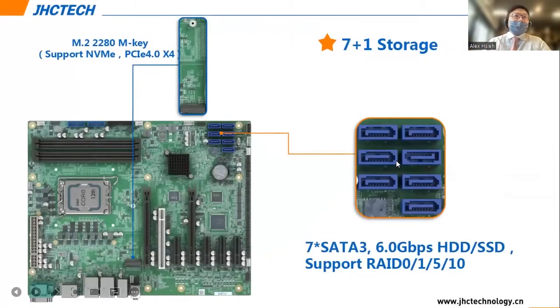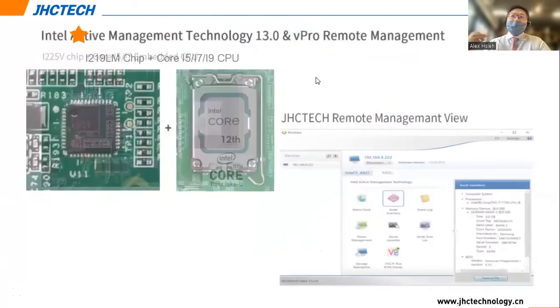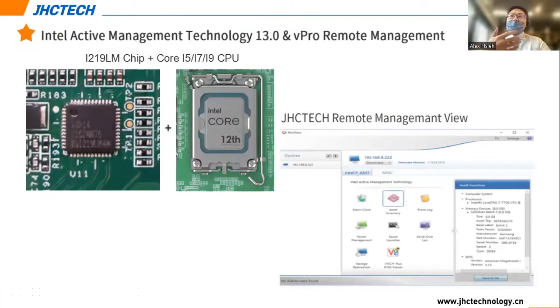And next, we support 7+1 storage. So we have 7 SATA 3 and 1 M.2. It depends on your solution, because for this kind of motherboard you use for HPC applications, you may install the OS in the M.2 and use RAID to save the data in the SATA 3. We also support Intel Active Management Technology and vPro.